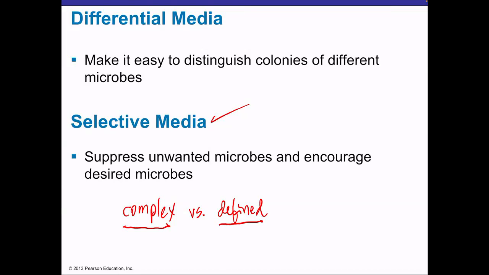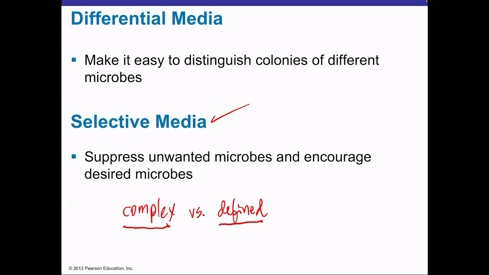That complex ingredient could be extracts of plant or animal tissues, enzymatically digested animal proteins, like for example, peptone or tryptone. That would be an example of these complex ingredients.